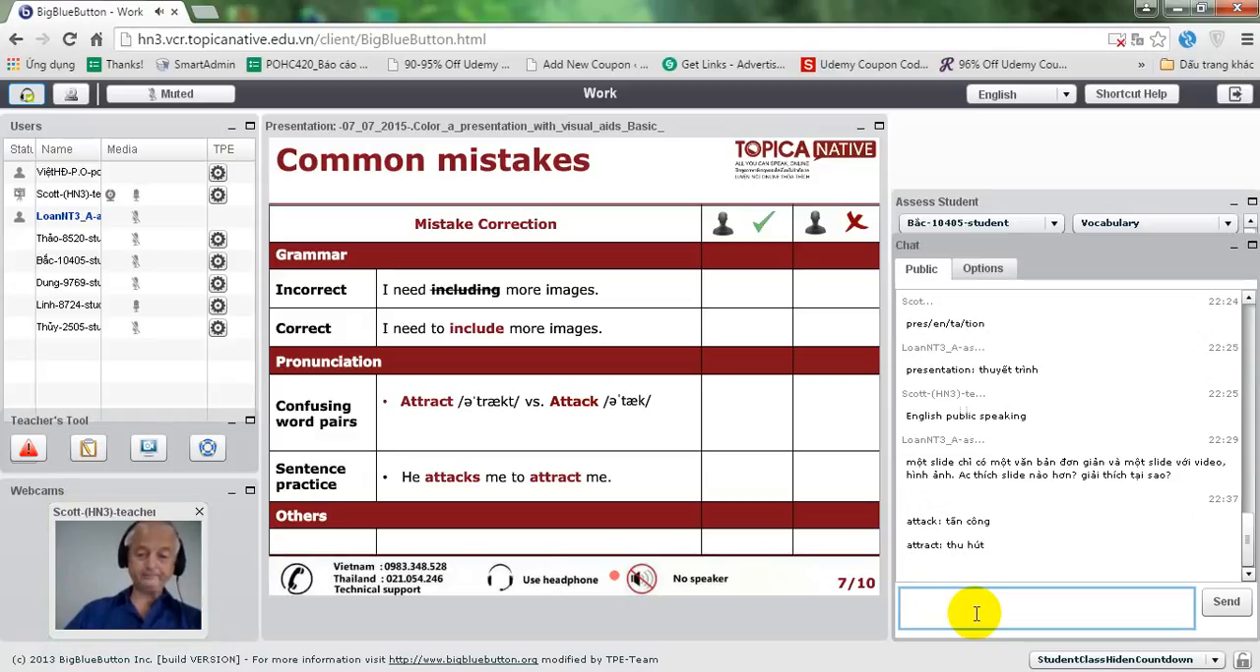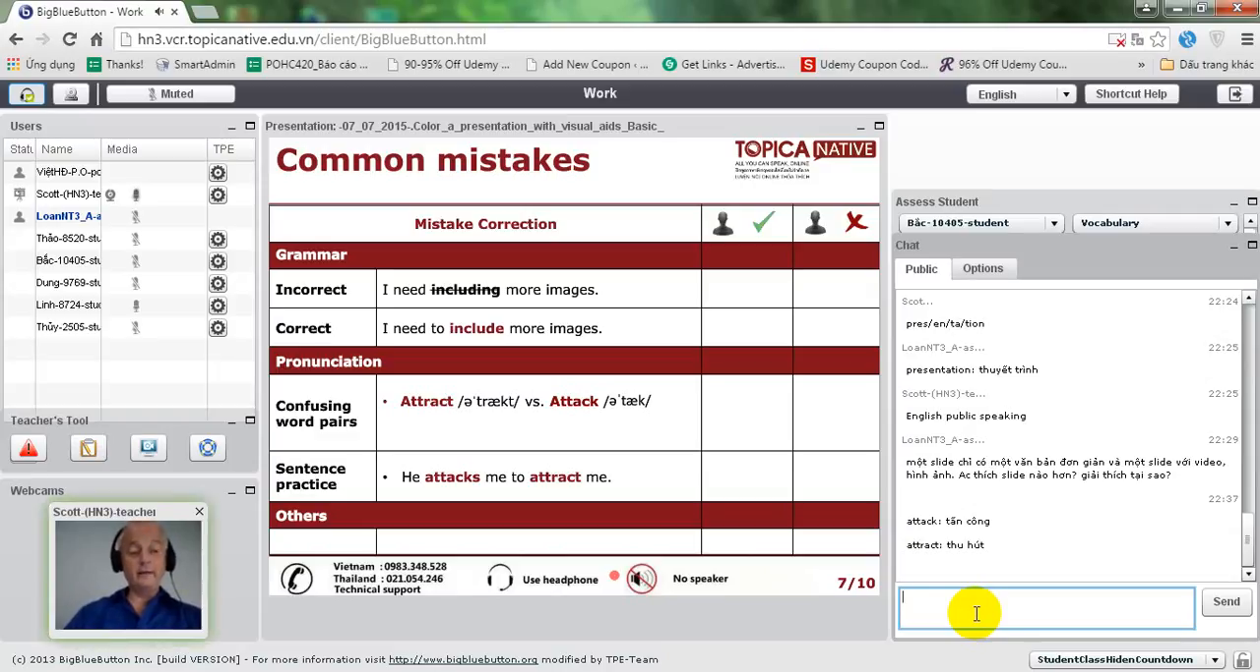Now, under pronunciation, there are two confusing words, and many of my students get confused with them. The first word is attract. The second word is attack. They look alike, and the only difference is the R and the T compared to the A and the K. So attract.